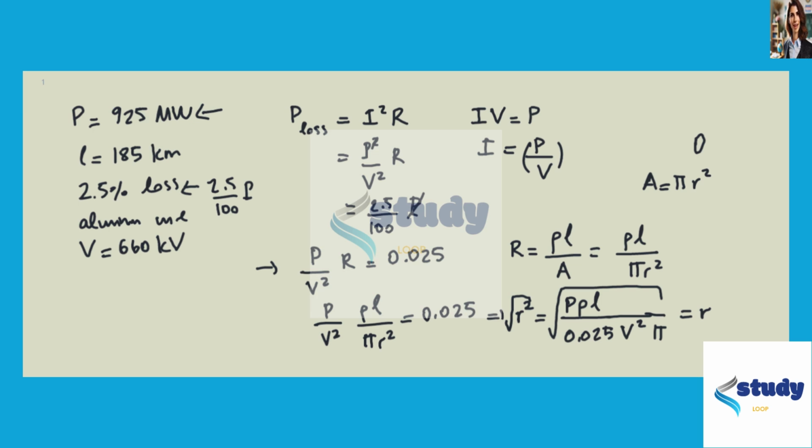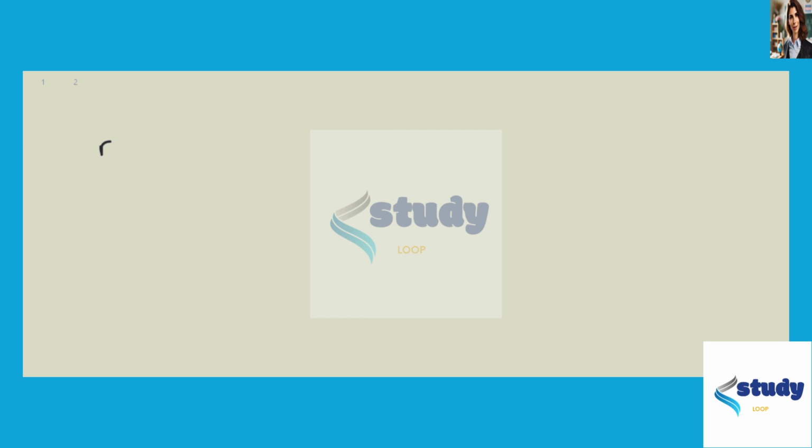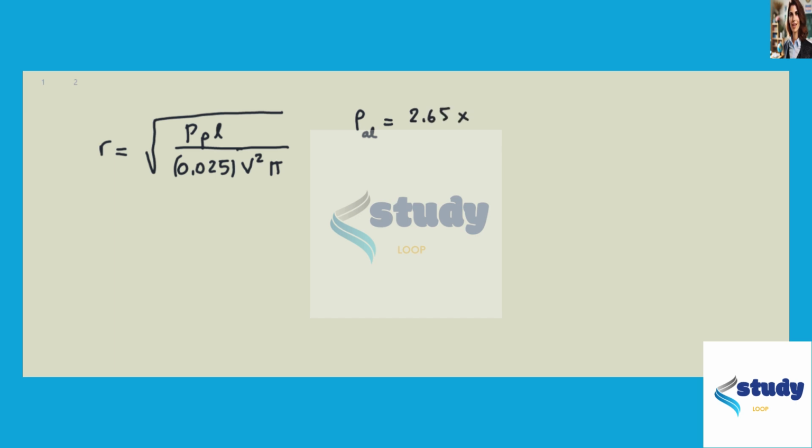Let me carry the same equation on to the next page. Then r, the radius of the wire, is equal to the square root of total power times the resistivity of the aluminum wire times the length of the wire, divided by 0.025 times V squared times pi. Before we plug in the values, rho for aluminum is 2.65 times 10 to the power of negative 8 ohm meters. You can look this up in any introductory physics textbook. This is the resistivity of the aluminum wire.